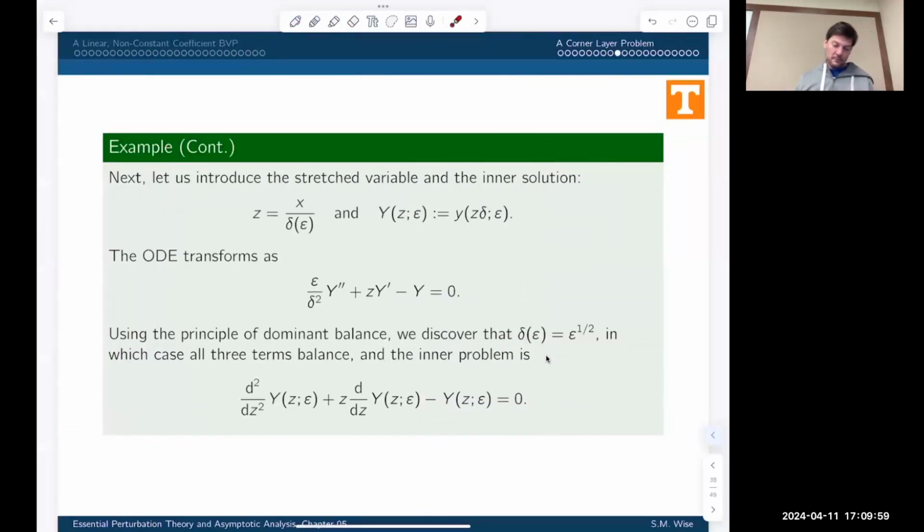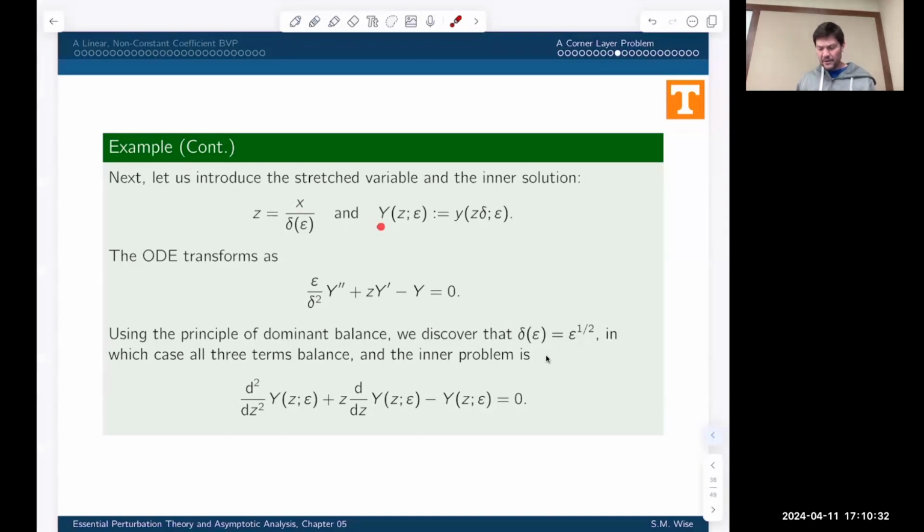All right, now in this case, we don't know what the boundary layer thickness is because our theorem doesn't apply. Our theorem, actually I called it a proposition, only applies if P is everywhere positive on the domain or everywhere negative on the domain. Here it's not. So what we're going to do is introduce a stretch variable z, as we do usually when we're working in the blind, that is x over delta, and we have to choose that delta scale. So we have to use the principle of dominant balance.